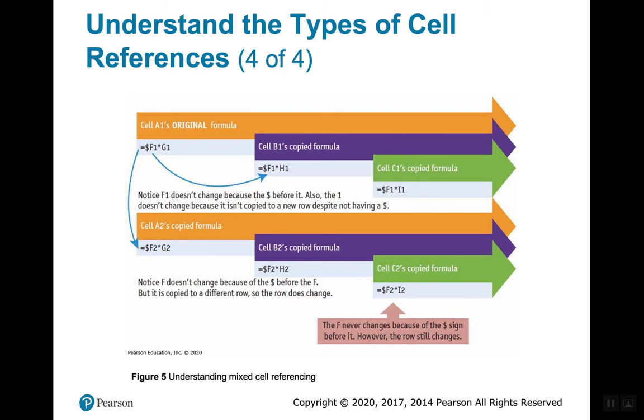So as we say here, in this case, if I put a dollar sign in front of the column, the F will never change, but the row, on the vertical, will. So horizontally it won't change, vertically it will change.